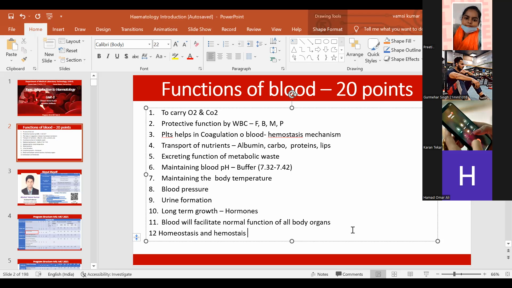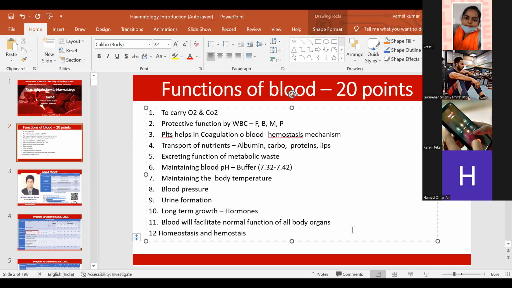So homeostasis means keeping the body in its optimal conditions. Keeping the organs in their functional status is called homeostasis. So homeostasis is ultimately maintained by blood only. The body is stabilized because of blood. So blood plays a vital role.